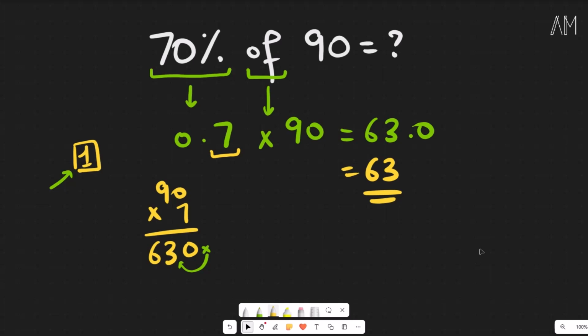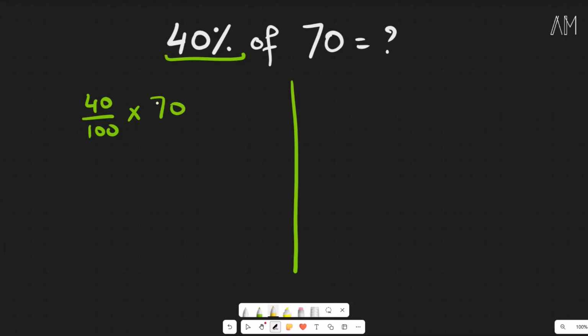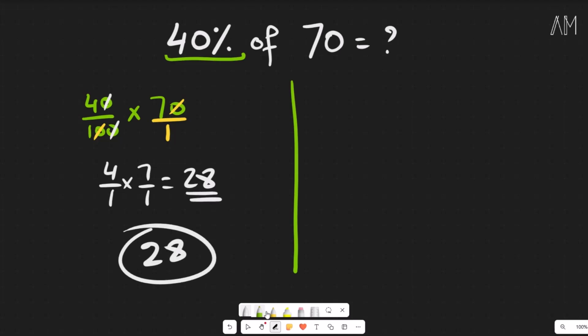And now, to wrap it up, let's take one more example. Let's get started with the first method. I'm going to do it in both ways. So 40% is 40 over 100 of 70. Here the whole number will be over 1. Apply the cancelling. The 0 and 0 here will be cancelled, and here another 0 will be cancelled. I will have 4 over 1 multiplied by 7 over 1, which gives me 28. So the answer here is 28. Perfect. Let's do it in the other method, which is turning 40% into a decimal.